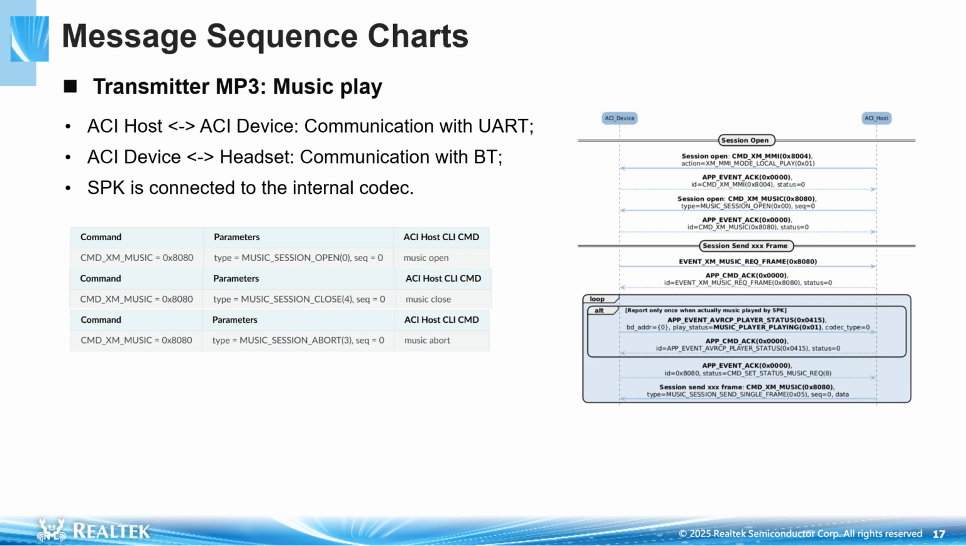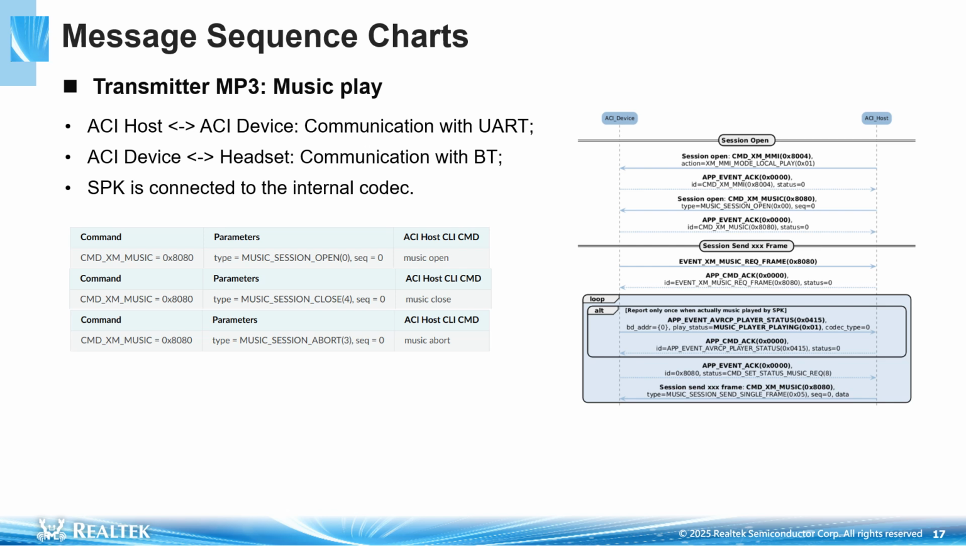Here we introduce the local playback mode, as shown in the picture on the right. To enable music playback, you need to use CMD XM MMI and set the action parameter to XM MMI mode local play, 0x01. The master controller sends CMD XM music command with music session open to start the music playing process. The AciHostCLI command for starting music playing is music open. ACI device requests the first music data frame through event XM music rec frame.